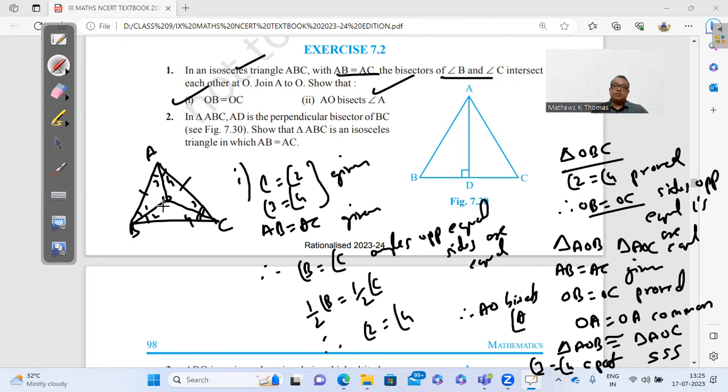The first part we had proved by using the property that if AB equal to AC, then angle B equal to angle C, half B equal to half C, 2 equal to 4. If 2 and 4 are equal, OB equal to OC. The second part we are proving by congruency, SSS. Therefore, 3 and 4 will come equal, and if 3 and 4 are equal, then AO is bisecting angle A.